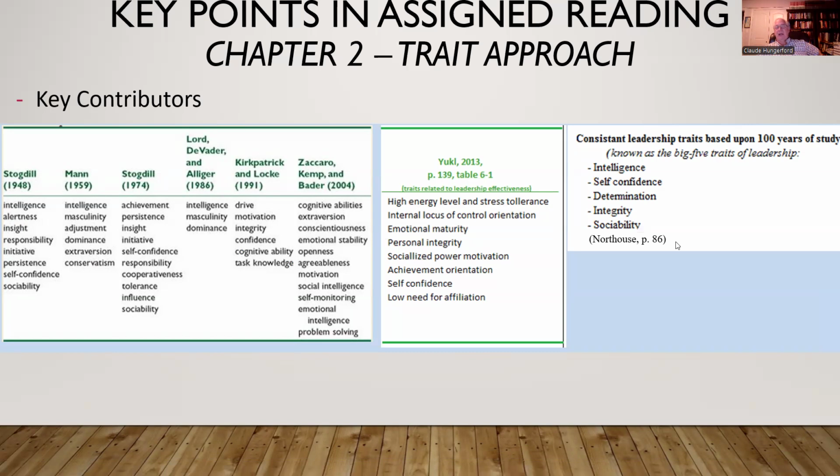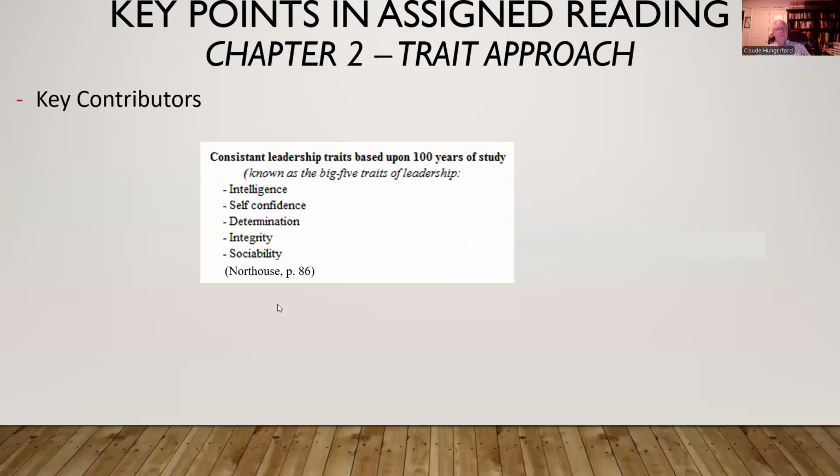On page 86, the consistent things identified as traits of trait leadership, over 100 years' worth of looking at all of this, he has identified that the consistent leadership traits are intelligence. So leaders are intelligent, they're self-confident, they're determined, they have integrity, and they're really sociable. And that's going to be key, because you can have all of these other things, but if you are not able to relate to people, it's going to be hard to really lead them. Okay. Yeah, we just talked about that.